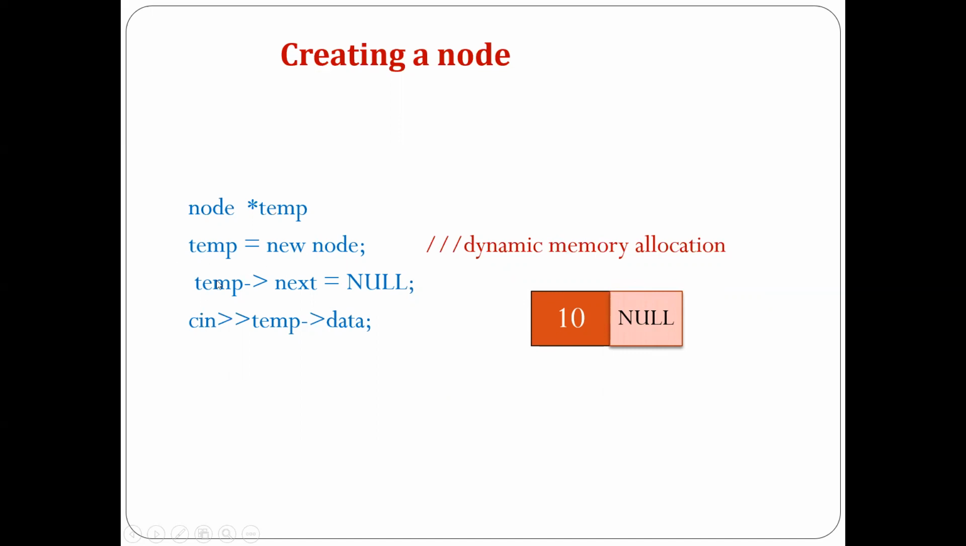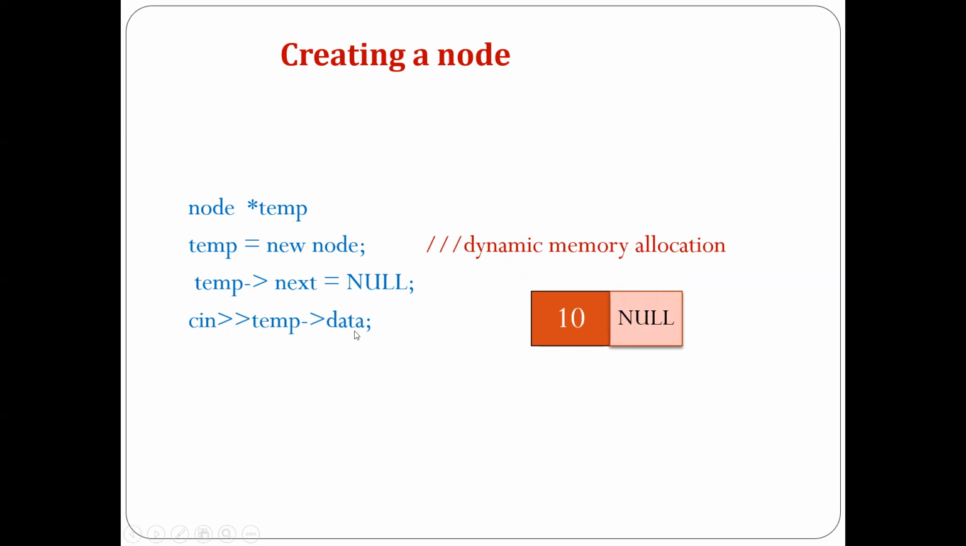Then, as in the structure declaration, we have used 2 fields: one is the data field and one is the address field. So in these locations now we have to assign a value. I'm assigning temp next is equal to null. Initially I'm assuming the address field is null, because it is only the node creation. So it is not going to contain any address. And C in temp data means what here?